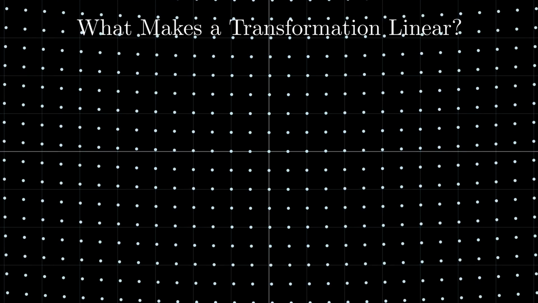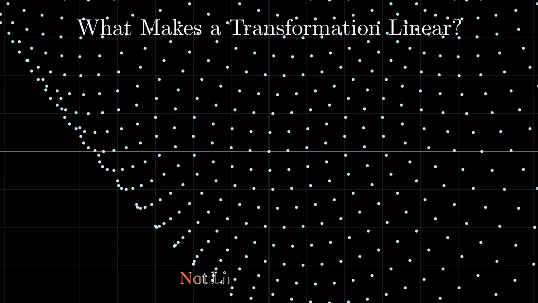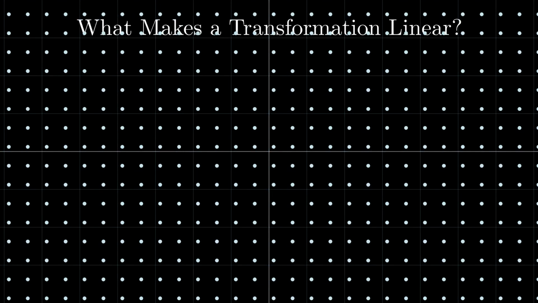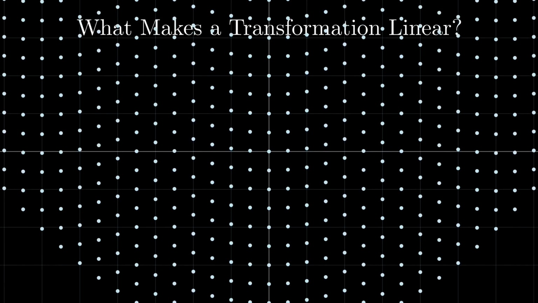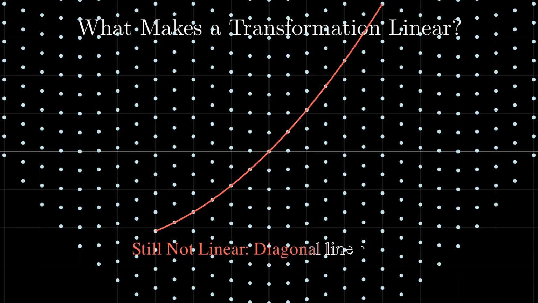Let's take a closer look at what happens when we look at all the points in space. In this transformation, lines become curves, a clear violation of linearity. Here's another violation: when the origin moves. Even though lines stay straight, moving the origin breaks linearity. Sometimes the violation is subtle. Here, horizontal and vertical lines stay straight, but watch what happens to this diagonal line: it curves.